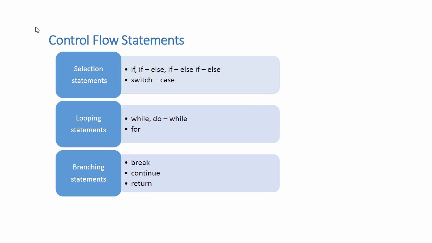Hi guys, so far we have covered all the selection statements and while and do while loop from looping statements. Today we are going to cover for loop.